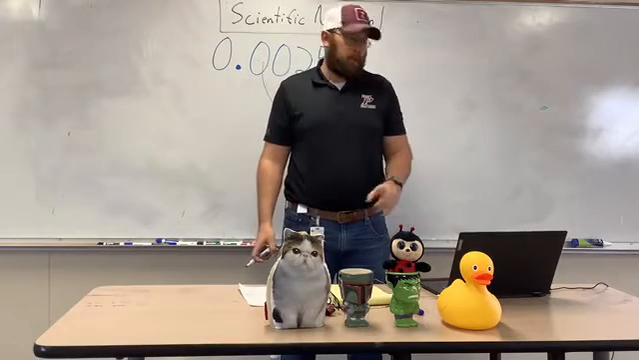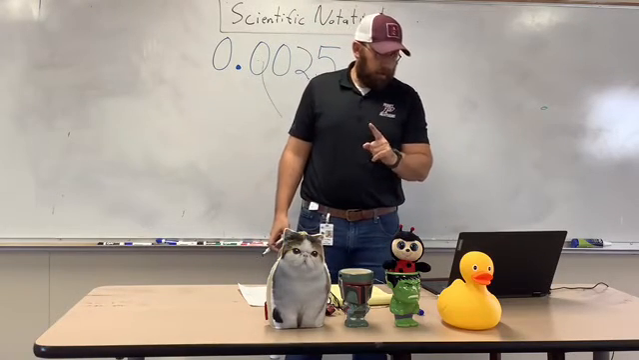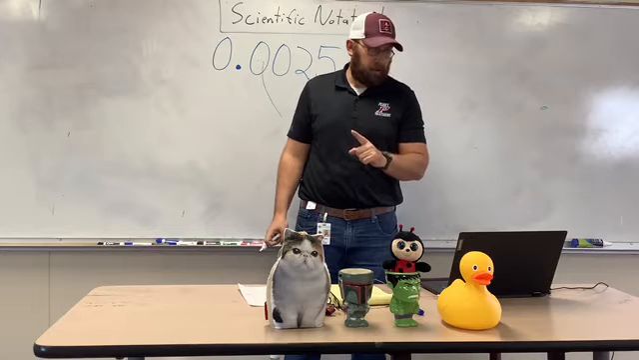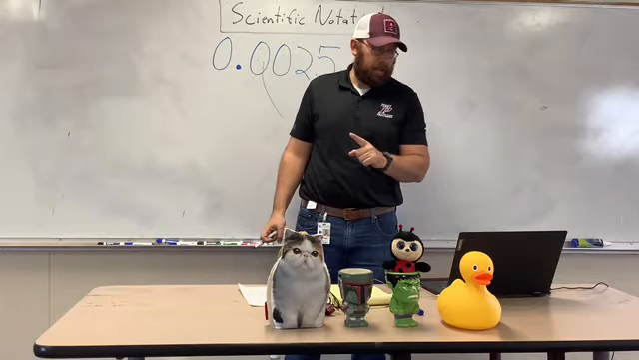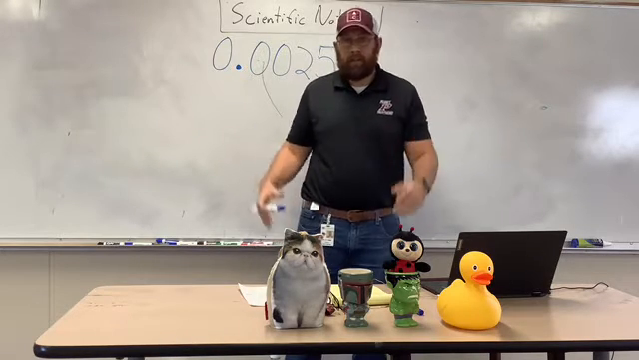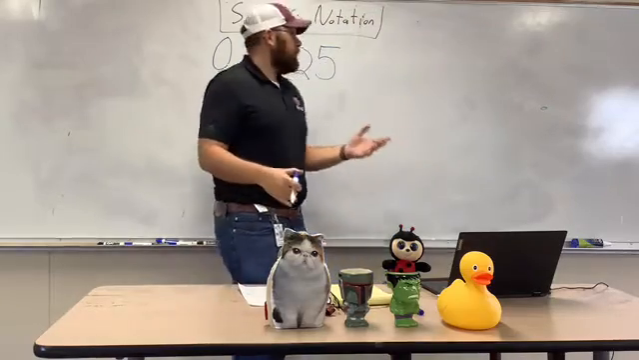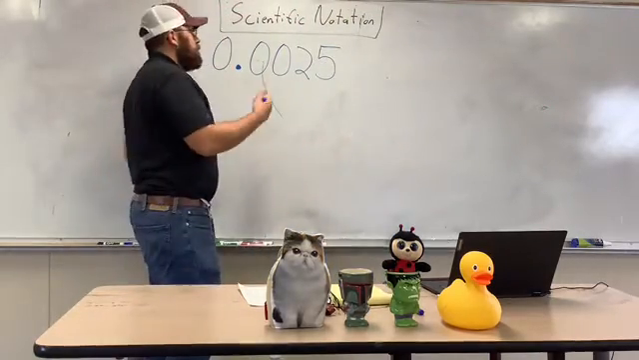Alright, scientific notation is the method of writing very large or small numbers as a product of a number greater than or equal to 1 and less than 10 multiplied by a power of 10. Basically, it's a fancy way of writing a number. Alright, so how do we do this?